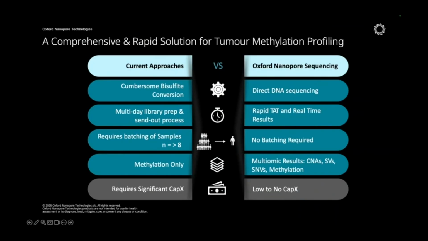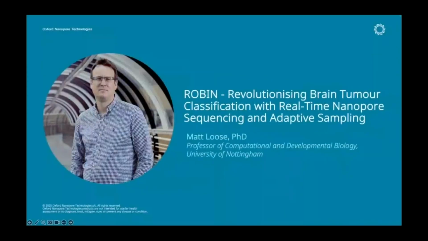So without further ado, it's my pleasure to hand it over to Dr. Matt Luce, who has worked with nanopore data for over a decade, and he was involved in the sequencing of the human genome. His laboratory developed the first implementation of adaptive sampling, actually, and he's now applying these methods for rapid diagnostics of CNS tumors using Robin. So, Matt?